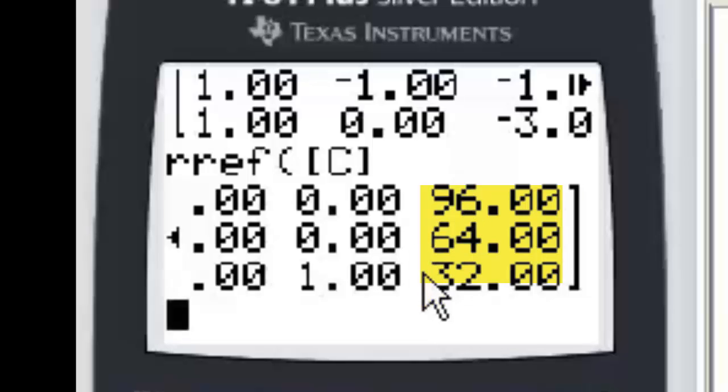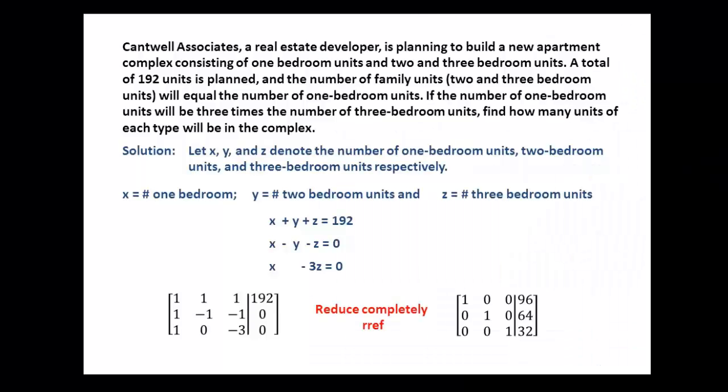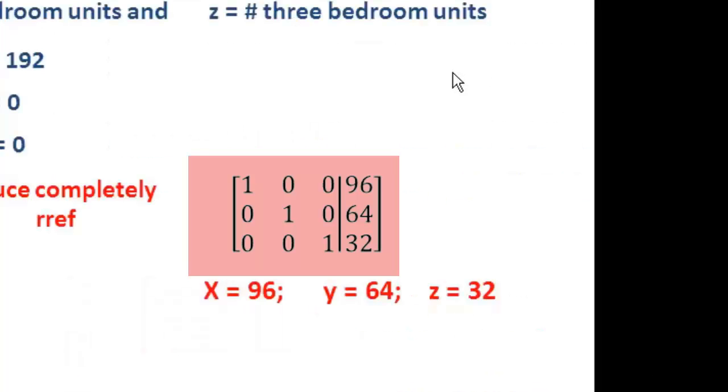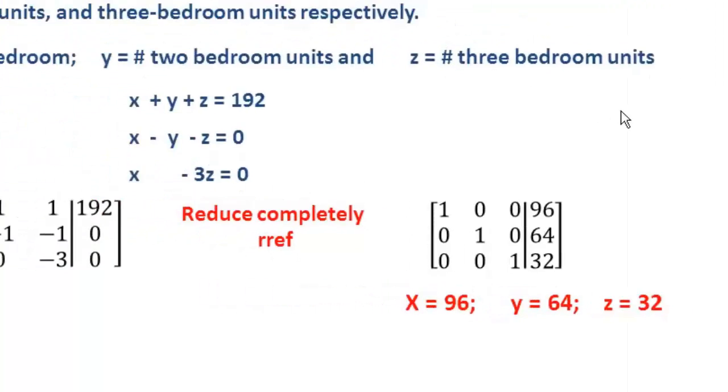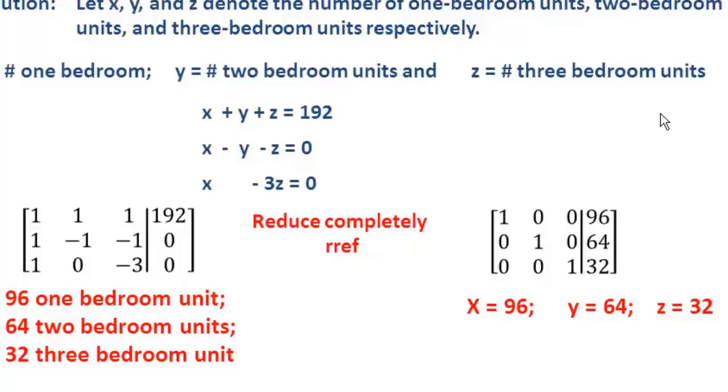And if we scroll to the right to see what the last column is, we will see indeed it is. Well, whether using the Excel spreadsheet or the TI calculator, I reduced that matrix to that one there. And from that we can read off our answers. X is equal to 96, Y is equal to 64, Z is equal to 32. That means that the Caldwell Associate Realtor is going to build 96 one-bedroom units, 64 two-bedroom units, and 32 three-bedroom units.